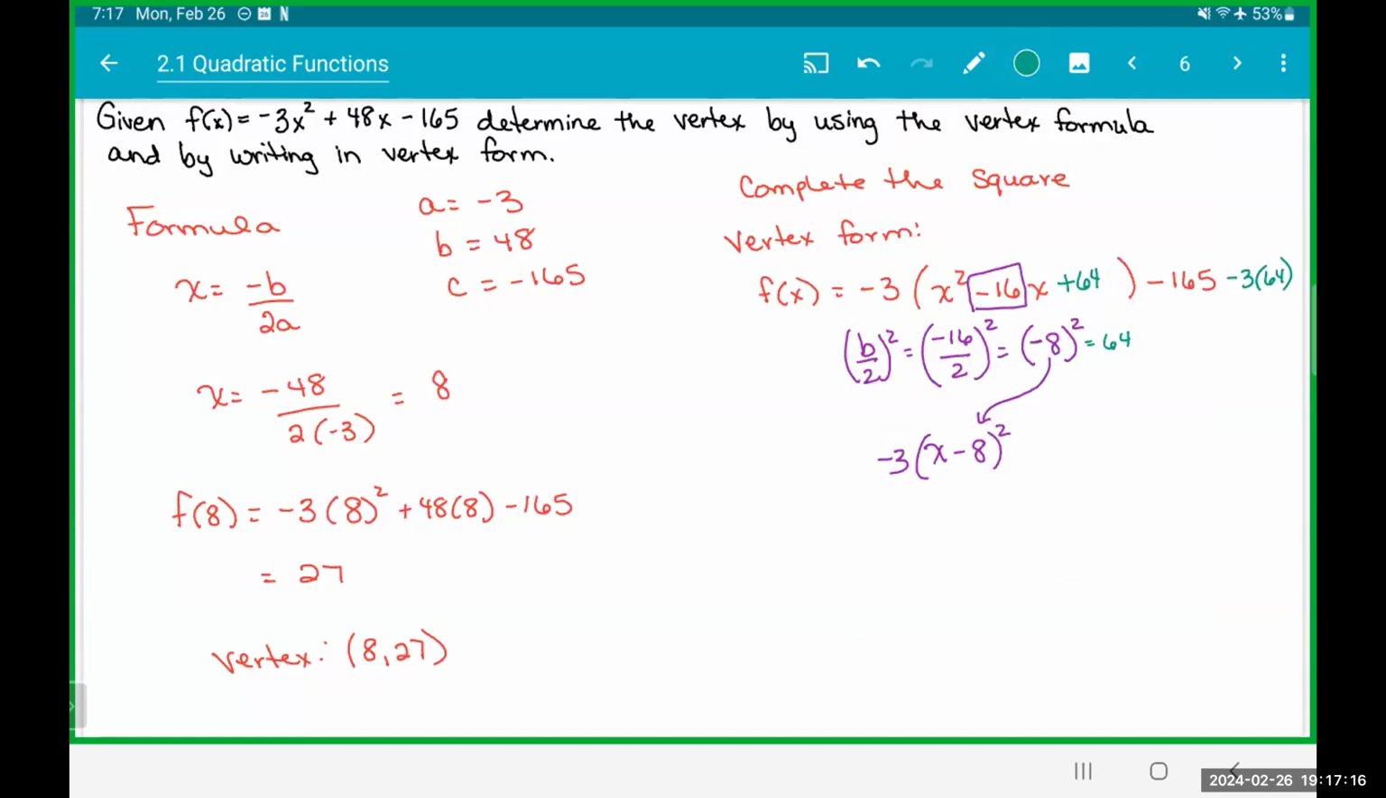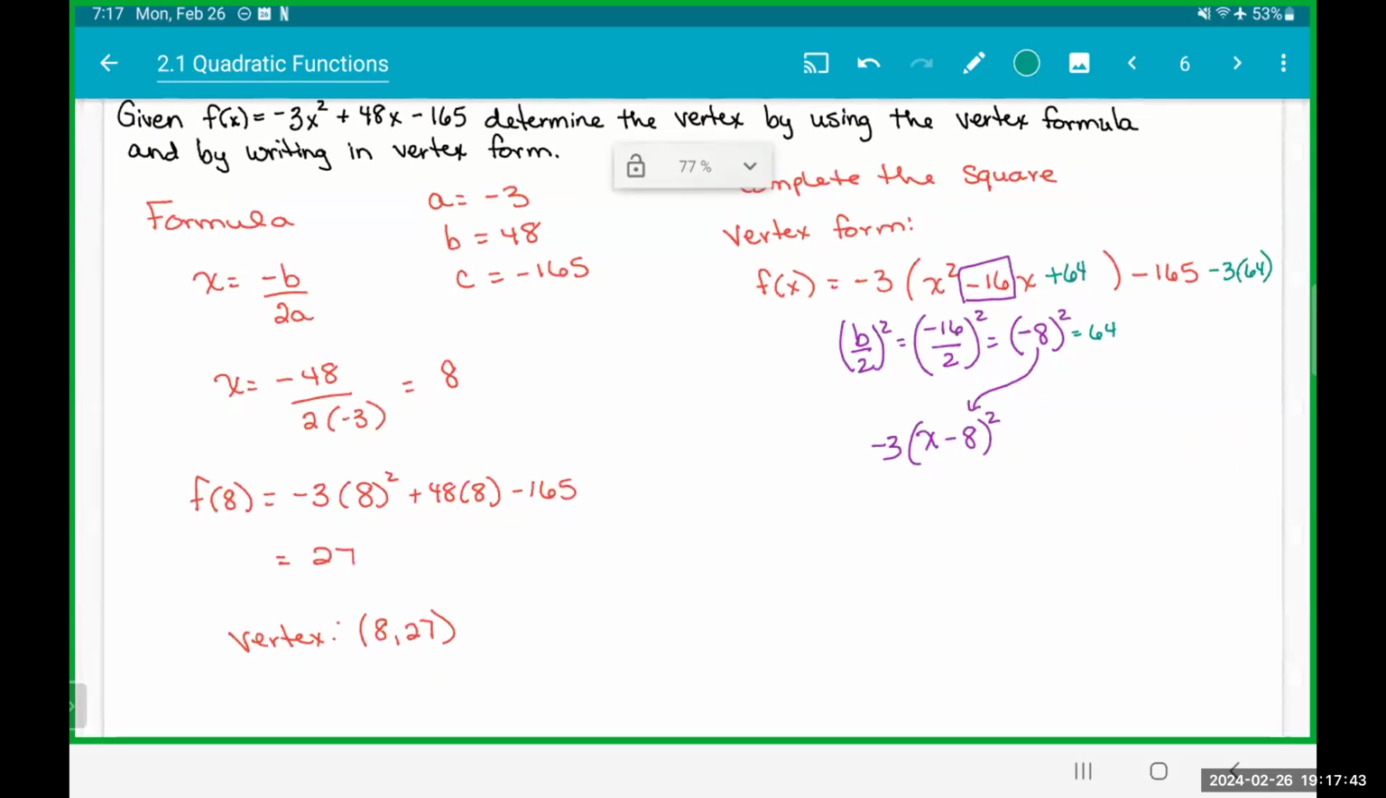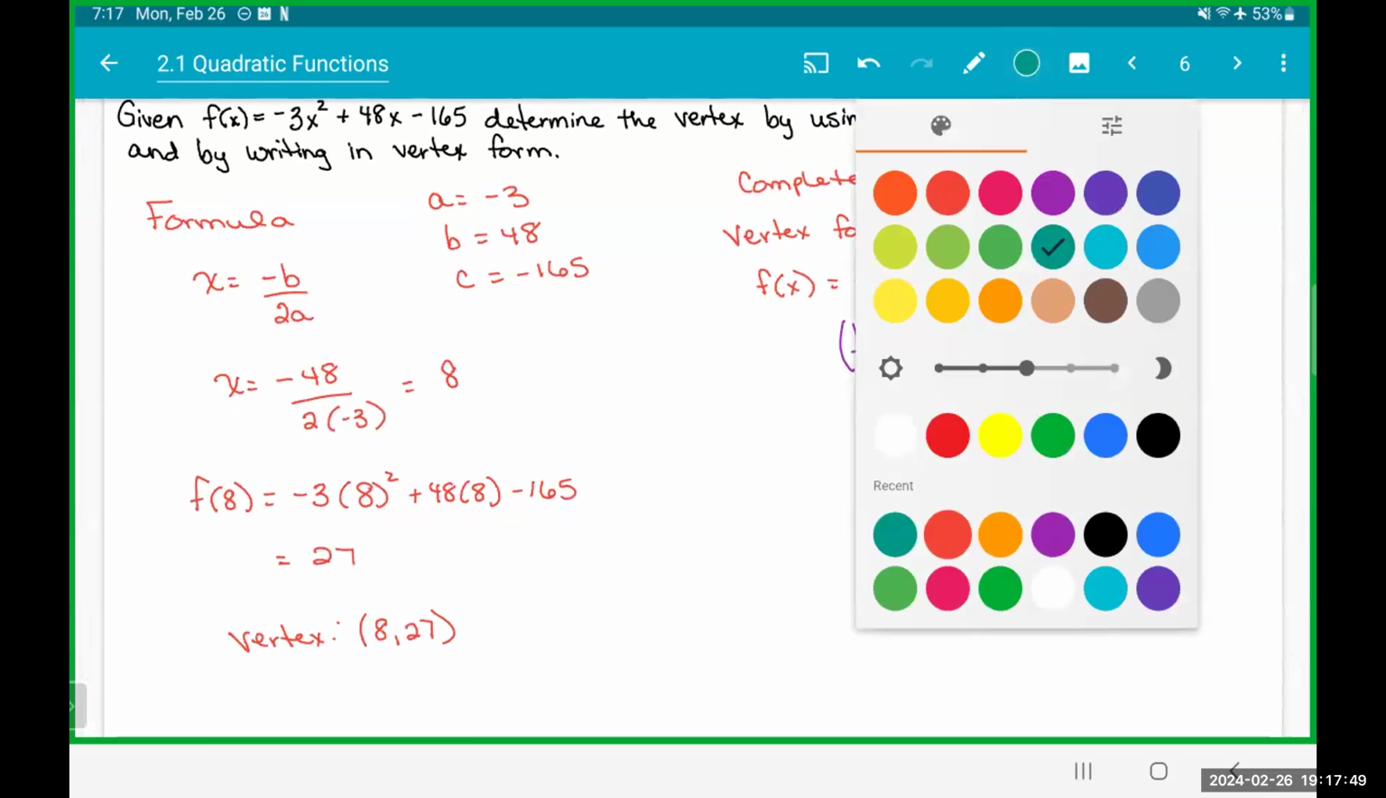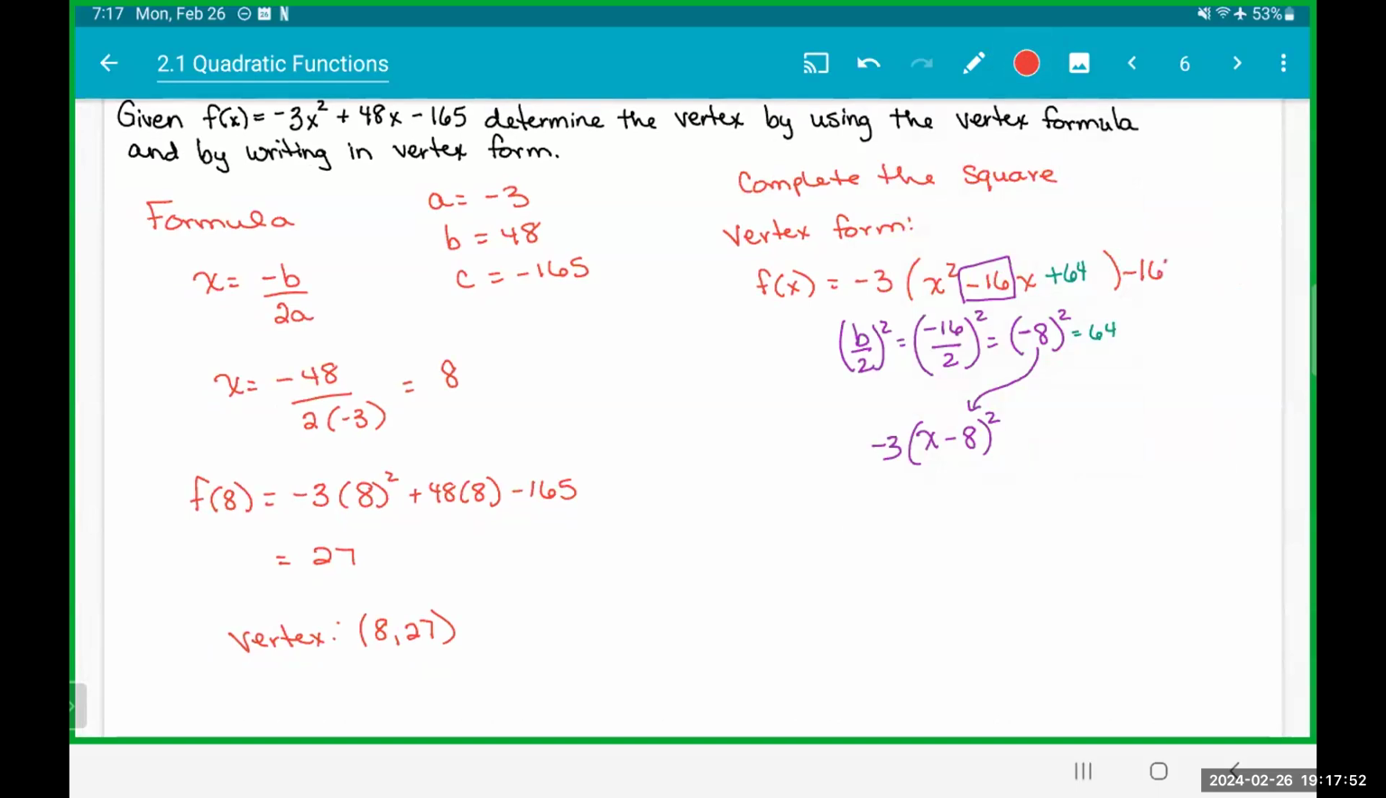Is that the negative 64? Yes, the negative 64. Sorry. Let me shrink this a little bit. I'm going to rewrite that, so we ran out of paper space over there. This is minus 16, and this one is minus 3 times negative 64.